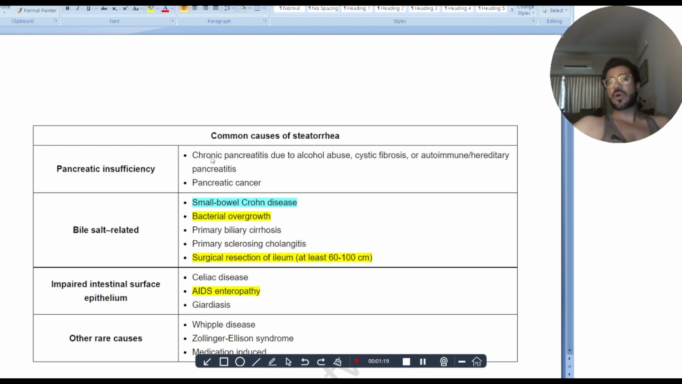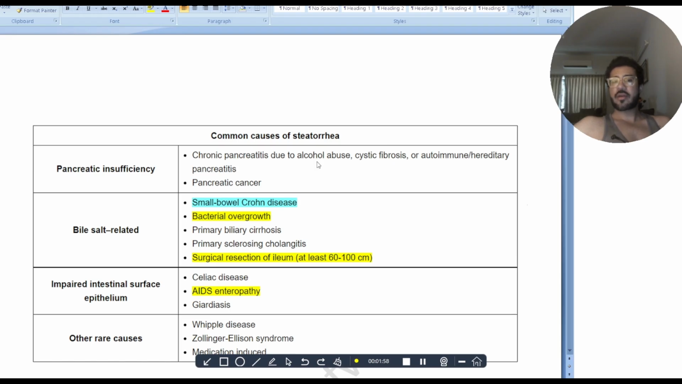How does alcohol abuse cause chronic pancreatitis? Alcohol abuse causes transient and episodic constriction of the ampulla of Vater that can precipitate episodes of acute pancreatitis. Cystic fibrosis. It causes thick secretions that clog the pancreas when the pancreas tries to secrete, and this results in progressive destruction of the pancreas, resulting in chronic pancreatic insufficiency. So this is the mechanism behind cystic fibrosis causing pancreatic insufficiency.